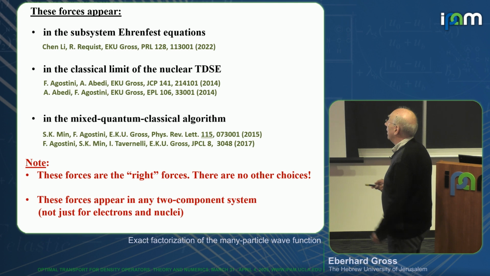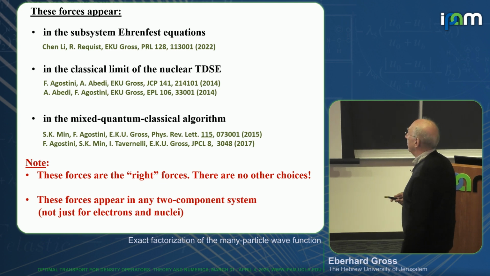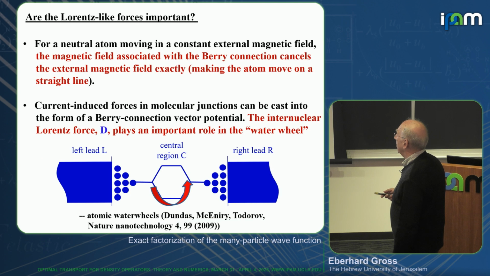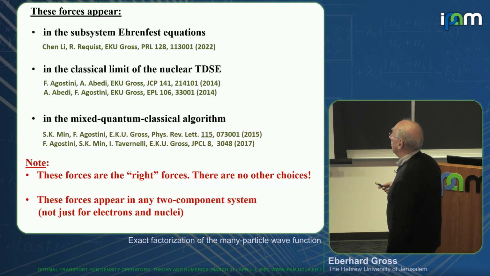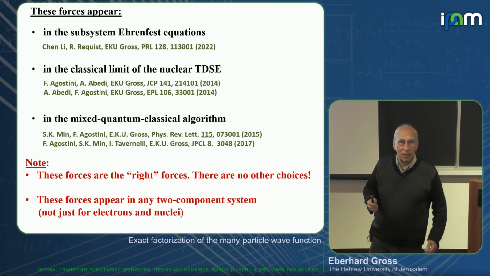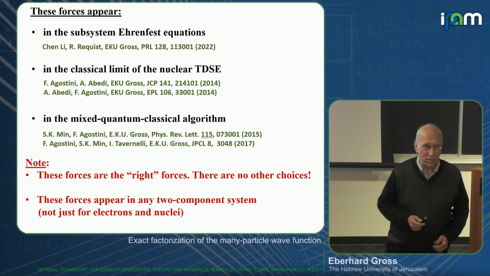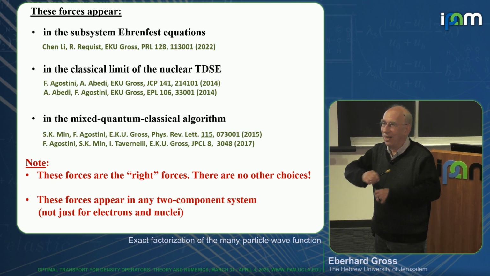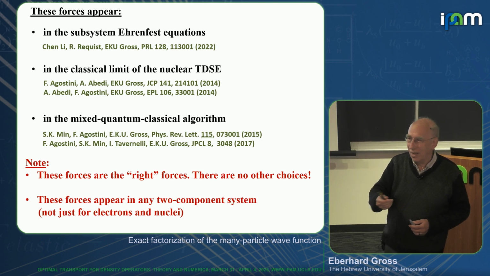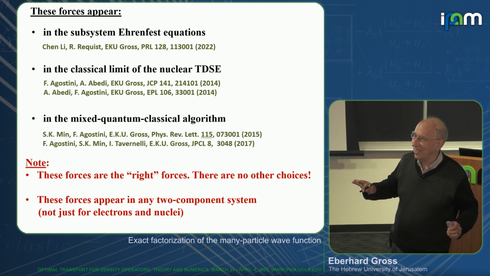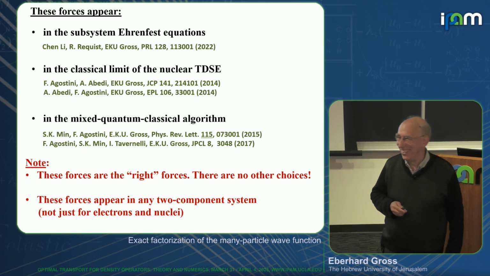So this is subsystem Ehrenfest dynamics. They also can be evaluated in the classical limit. In fact, we did this first many years ago. And then in an algorithm that I might have time to show you, they also appear. Now, what I want to emphasize here: those are the true forces on the nuclei. So if you ever wondered, if you have an electron-nuclear system, what are the forces on the nuclei? This is it. There's no choices. This is the forces.